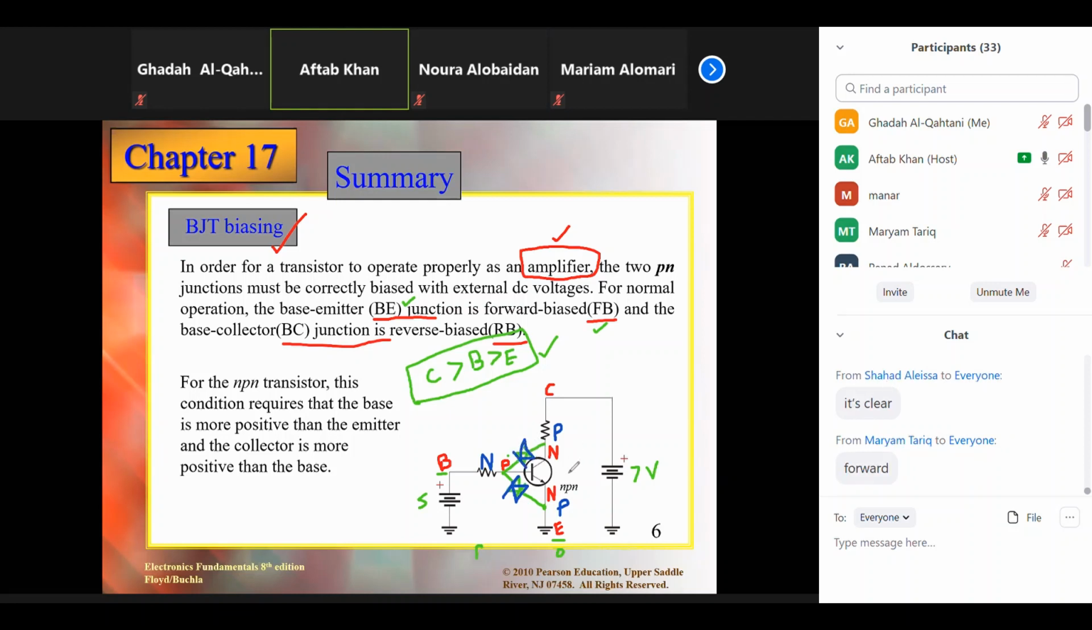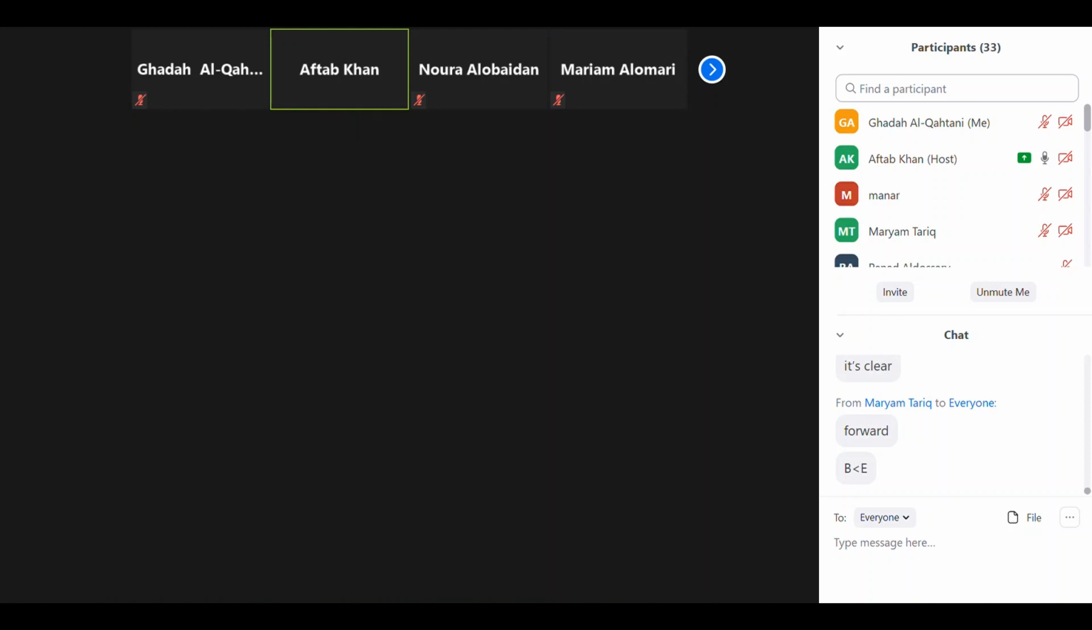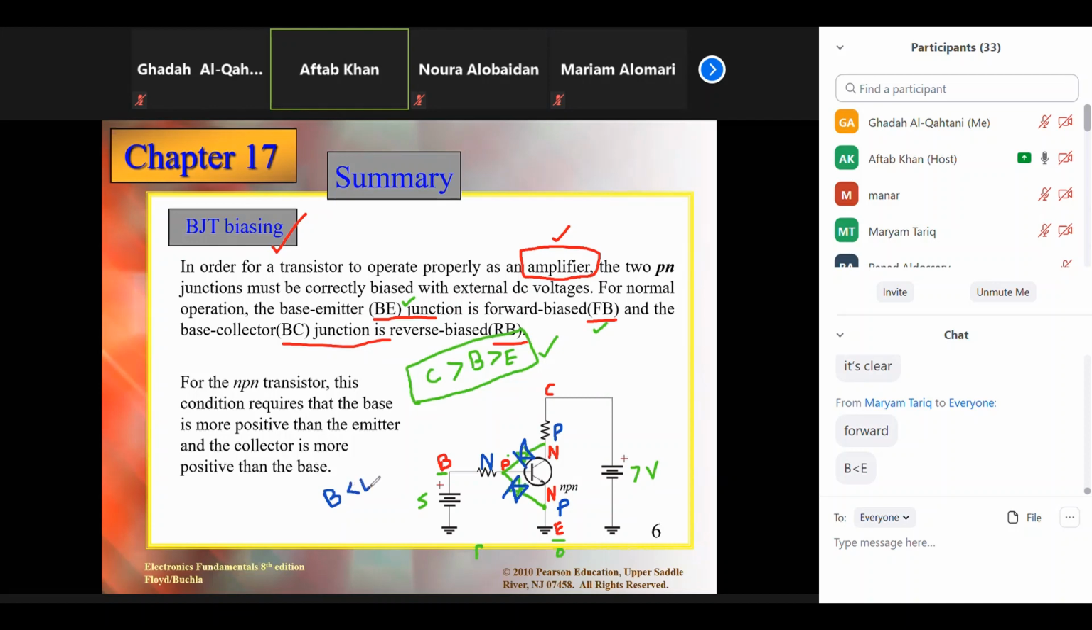Clear? Now look for the condition. It should be in forward bias. So at the P-type we are applying zero, and at the N-type how much voltage should we apply? Look again at the concept. Should B have greater voltage or less voltage? You have to think like that. B compared to E should have greater voltage or less voltage so that we can have forward bias? So you said B should have less voltage compared to E so that this junction will be in forward bias. Yes, absolutely, you are right. Now this is in forward bias.